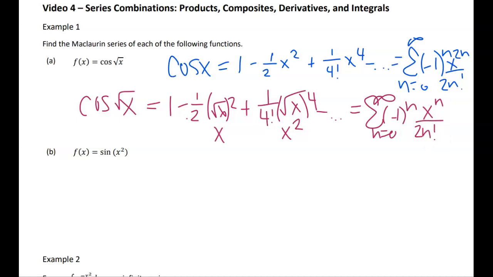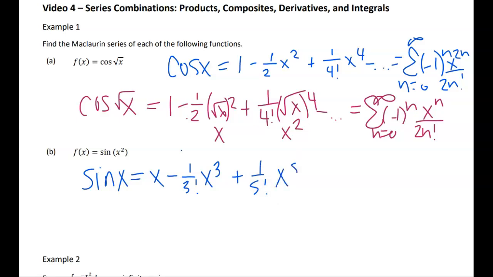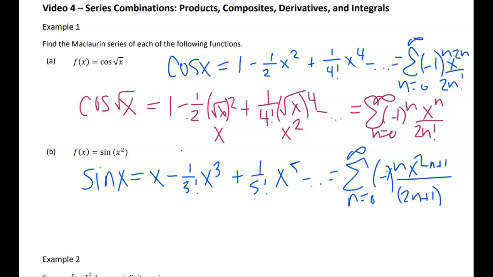All right, let's look at what happens with sine. So if we expand the polynomial here for sine, it ends up starting with x and then minus 1 over 3 factorial x cubed, plus 1 over 5 factorial x to the 5th, and our sine summation is negative 1 to the n, x to the 2n plus 1 over 2n plus 1 factorial, so that we have our odds, right?